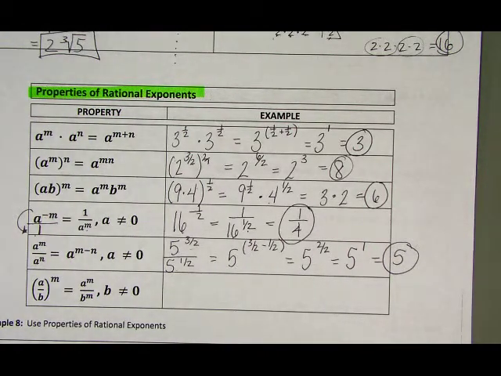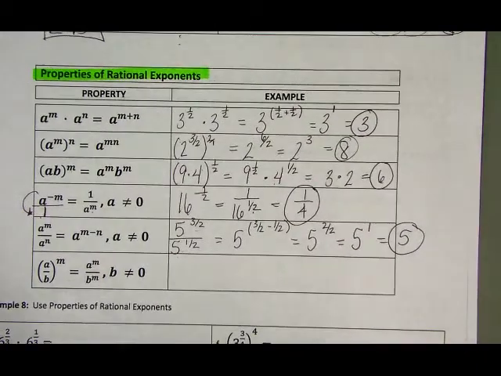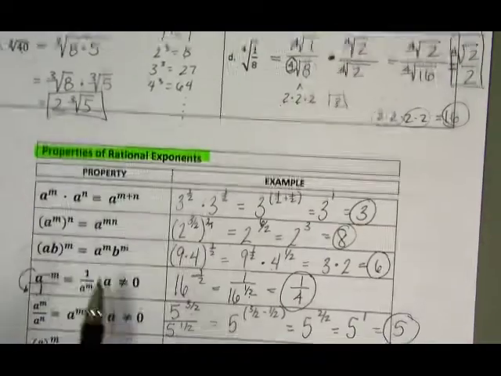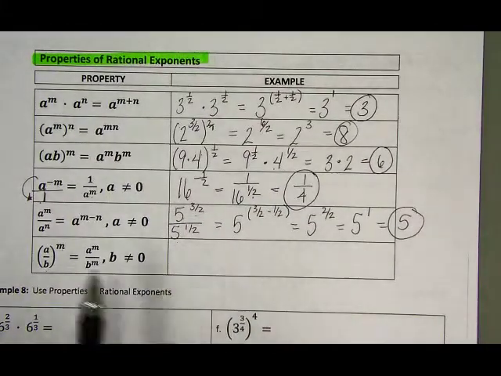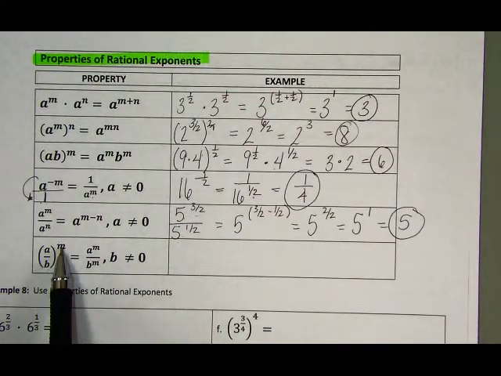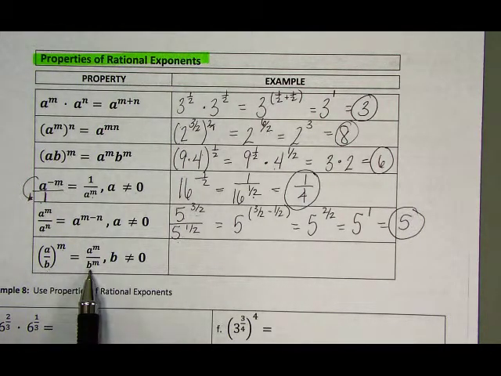Our last property is similar to the previous one, division. The difference is we have two different bases being divided by each other, and the whole thing is being raised to the nth power. So in this case we can do the same thing as we did in the third property, and we can distribute that n to both pieces. So we get a to the nth power divided by b to the nth power, as long as our denominator base is not equal to 0.